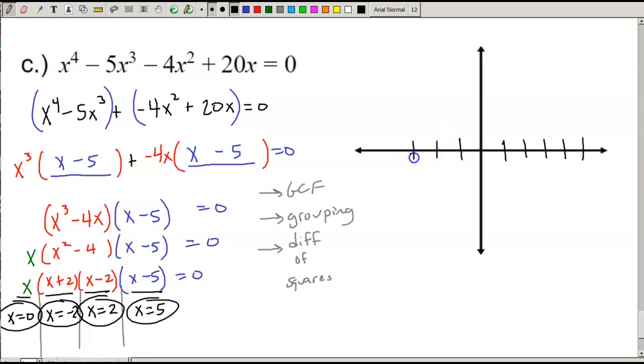And I'll put some off to the left here. I have 4 zeros, so I have 1 in the middle, 1 at 2, 1 at negative 2, and 1 at 5. And again, think about what you remember from an x to the 4th. What is a something to the 4th? What does that graph look like?